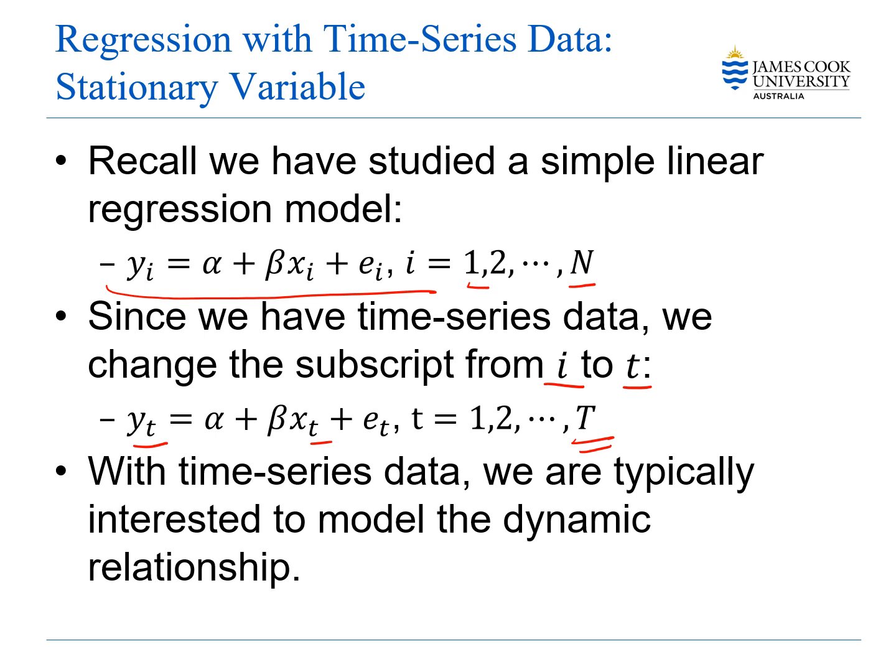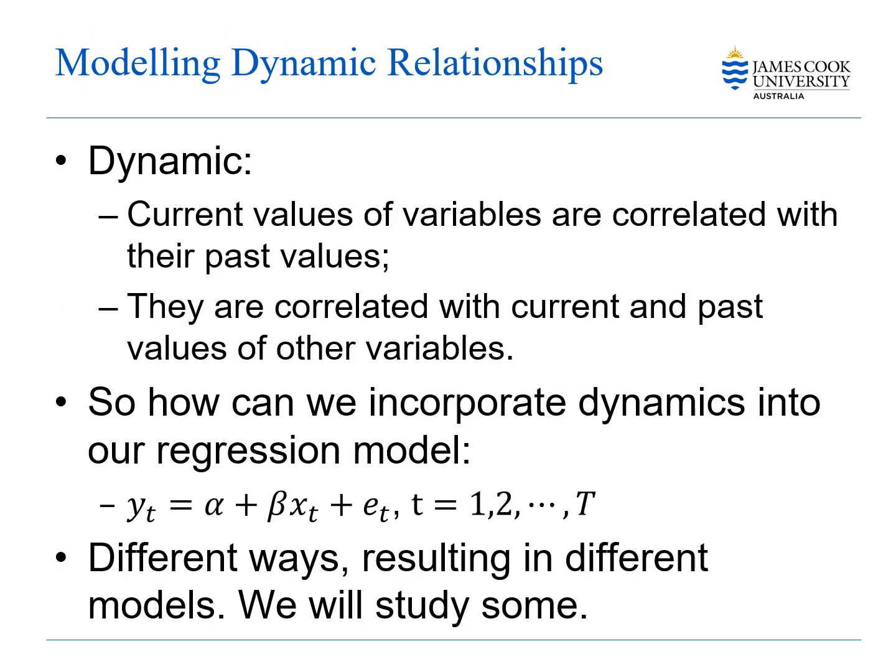In analyzing time series data, we are typically interested in modeling a dynamic relationship. So what do we mean by dynamic? Dynamic means, firstly, current values of variables are correlated with their past values. Secondly, they can be correlated with both the current and past values of other variables. That's what I mean by dynamic. So we have past values of y and x affecting y.